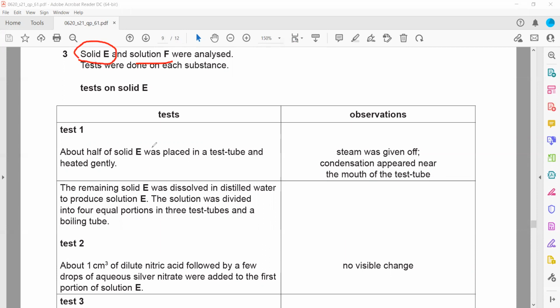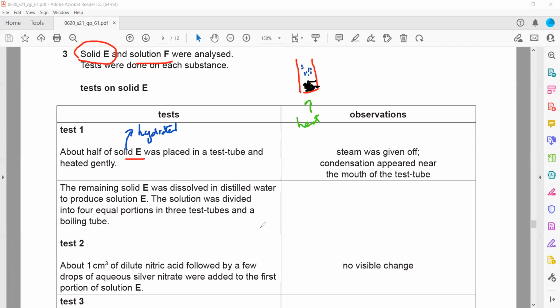As a result, we observe steam is given off. Remember, whenever steam is given off, what does it mean? It shows that this solid is a hydrated compound. Hydrated compound means it contains water of crystallization. That's why the steam is given off. That is actually the water of crystallization. So why does condensation occur at the top of the test tube? It gives an idea that solid E is a hydrated compound, or it contains water of crystallization.